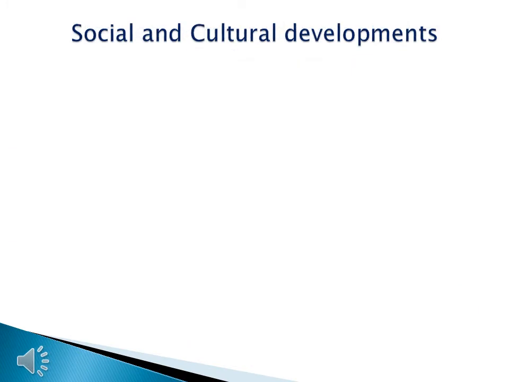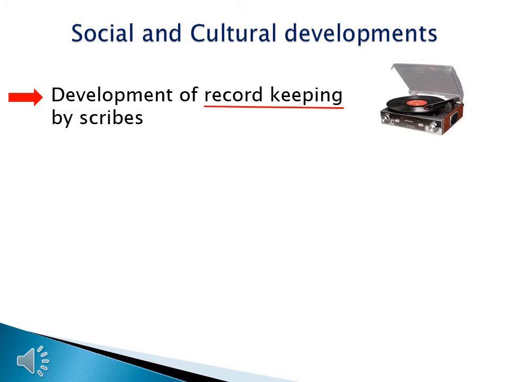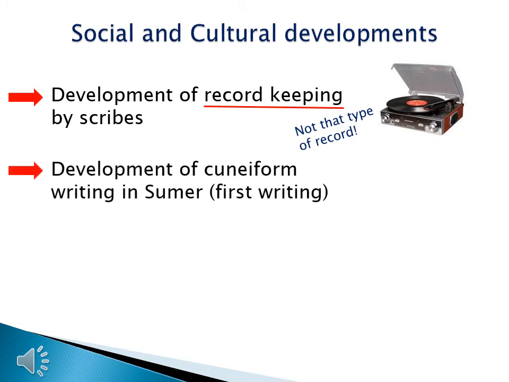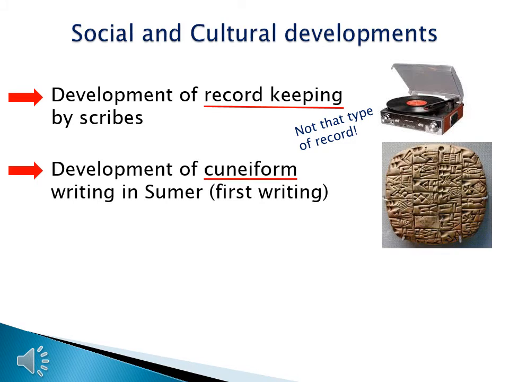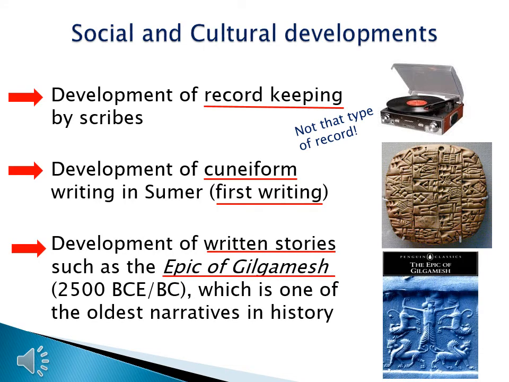Now remember that civilization is culture in an urban environment. So we're going to see some social and cultural developments in Mesopotamia. One such development is record keeping by scribes. No, not that type of record keeping. We're talking about records of daily life. Who was born when? How much grain was farmed? Who was sold what in trade? We need these records so that civilization can move forward on a daily basis. Well, you need to have writing to have records. So we are going to see the development of cuneiform writing in Sumer. Cuneiform is the world's first writing. There's an example right there. And if you're going to have writing, you can develop written stories. One such story is the Epic of Gilgamesh. This is probably one of the oldest narratives or oldest stories in history. Go to the next slide.